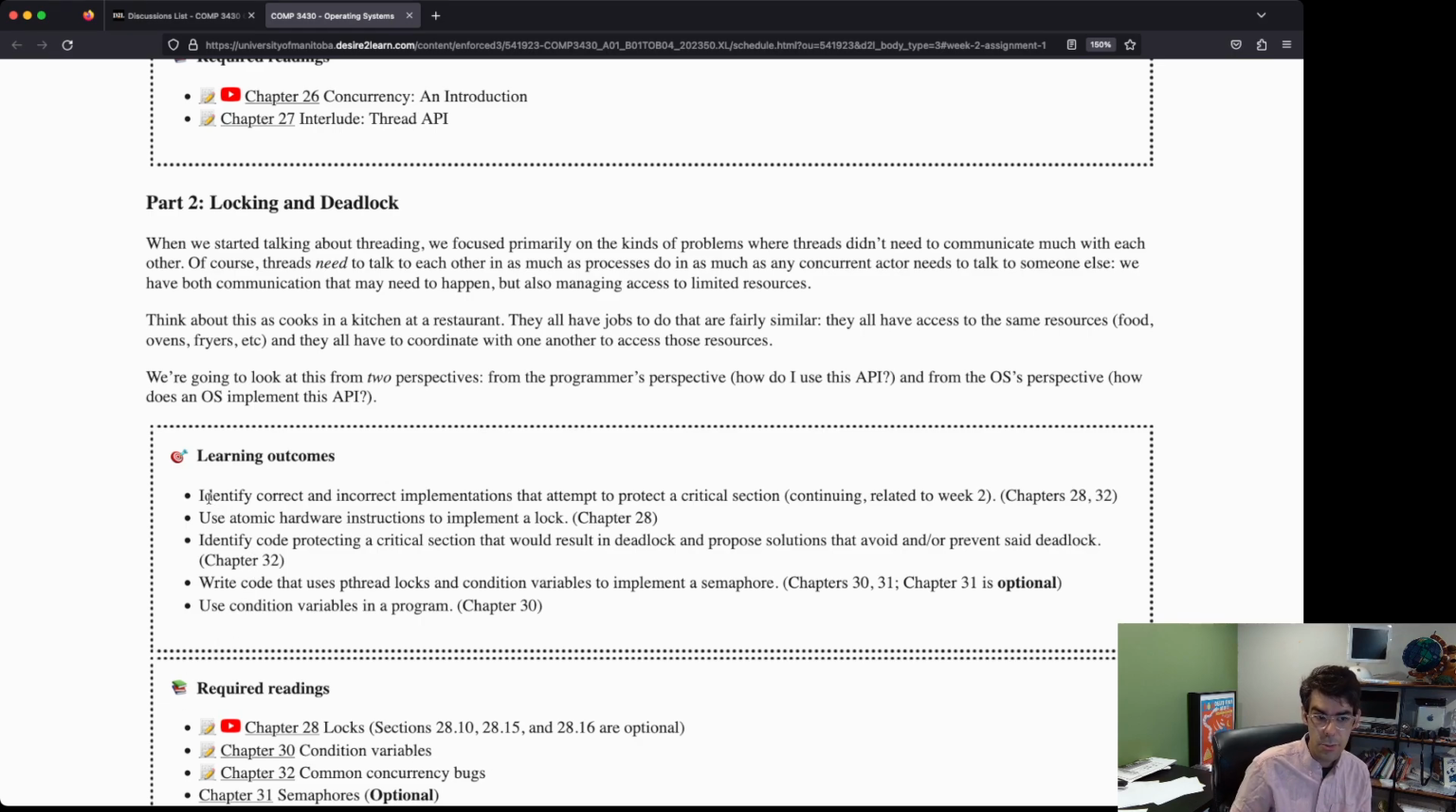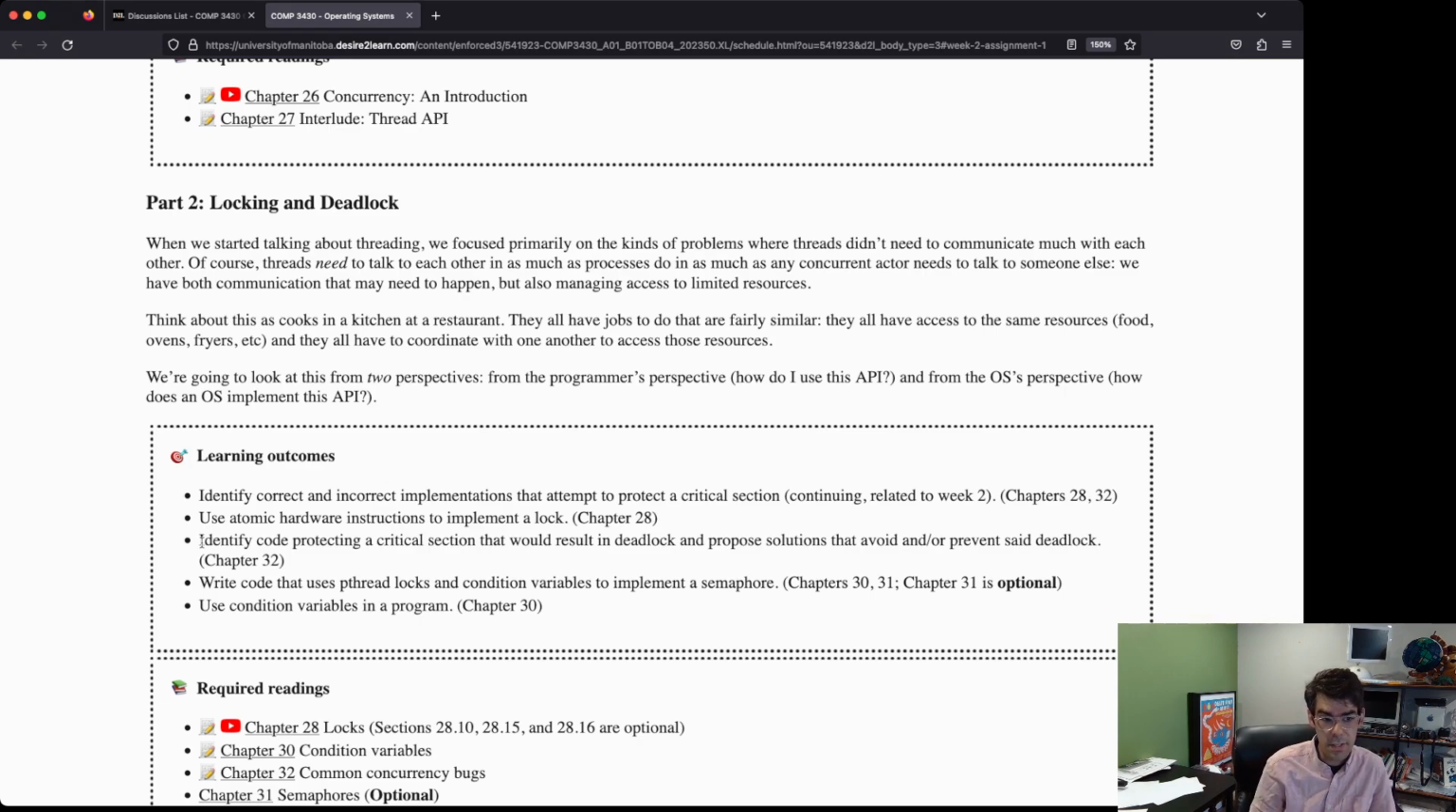That's something, again, that you could be assessed on in a test. You're going to be implicitly assessed on that in your assignment. You're going to be explicitly assessed on that in the lab because you're going to be implementing incorrect implementations of locks. Use atomic hardware instructions to implement a lock, and this is from chapter 28. I'm not going to talk about atomic instructions in class. I'm not going to talk about what's in chapter 28 in class very much, if at all. This is going to be assessed in lab 2. Again, this is where you're actually going to go through the process of building a lock implementation.